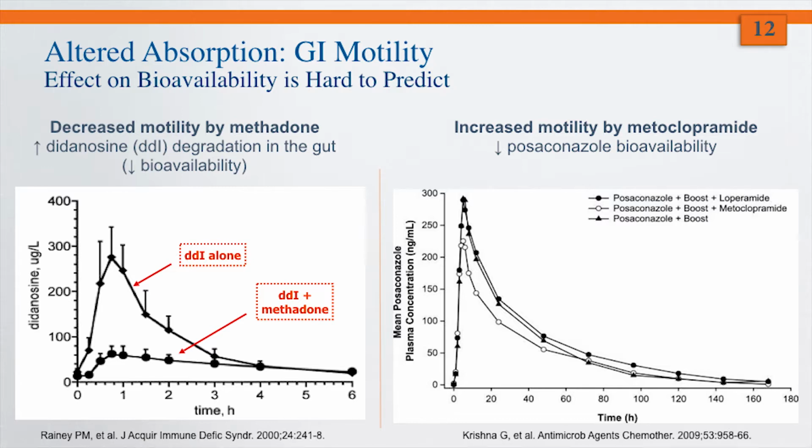On the other hand, metoclopramide increases GI motility. That's where its mechanism of action comes from. And it can sometimes decrease absorption of certain drugs, again, depending on how much time they need for absorption in the GI tract. However, one study done here with posaconazole shows just a very mild decrease in exposure of that antifungal agent, so really not a clinically relevant interaction. These interactions impacted by GI motility are very hard to predict, and you generally need a drug interaction study to be able to demonstrate the impact.